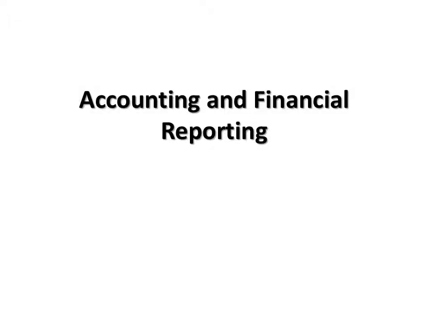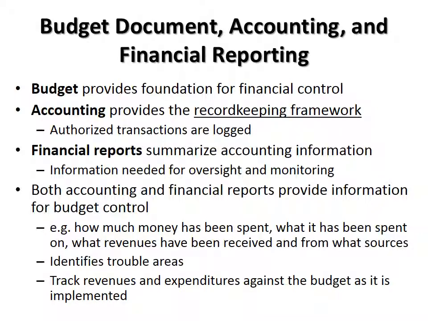This module focuses on accounting and financial reporting as tools for financial control. The budget serves also as a mechanism for achieving financial control, and we've discussed this role in the last module when we focused on budget implementation and execution. As was discussed in the module on budget execution and implementation, the budget document provides the foundation for financial control. Budget authority then dictates what, how, and when resources can be used.